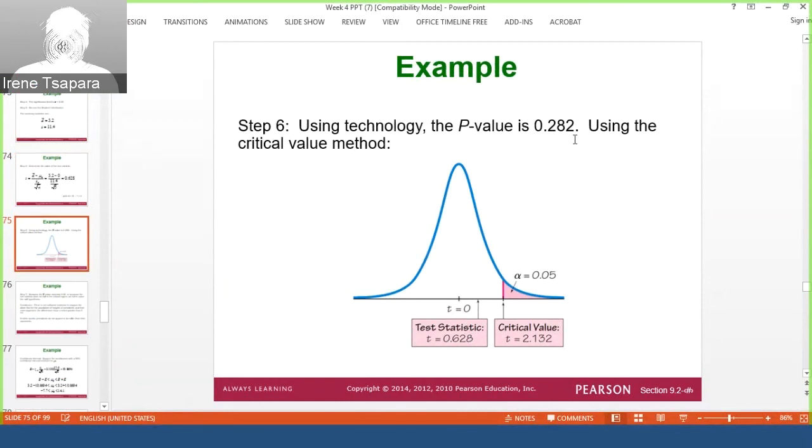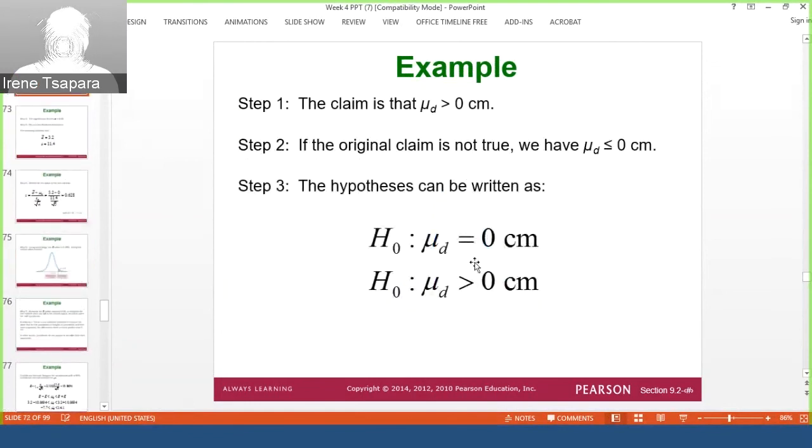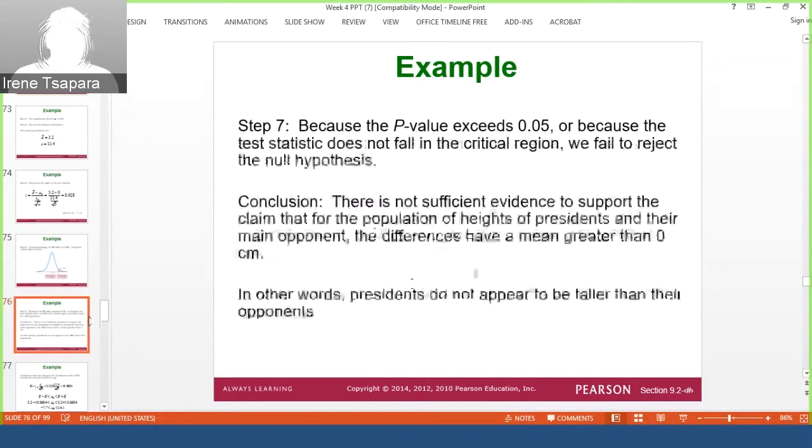So if you go back here now, this means that you should not reject the null hypothesis. So this means that you do not have enough evidence to support the claim, right? Because if you don't reject the null, then this means that there is not sufficient evidence to support the claim that the presidents are taller than their main opponents.